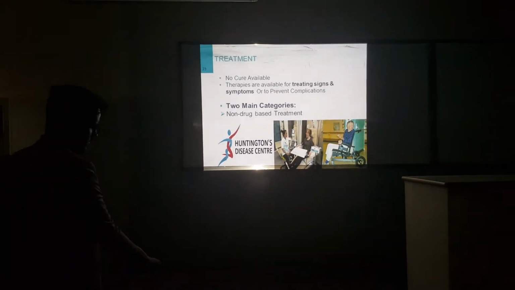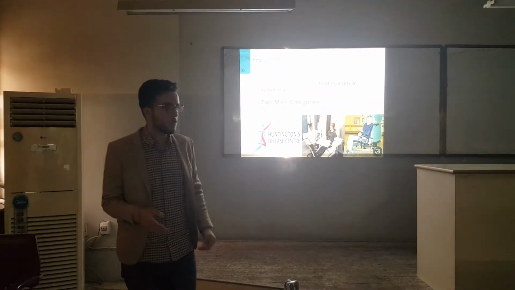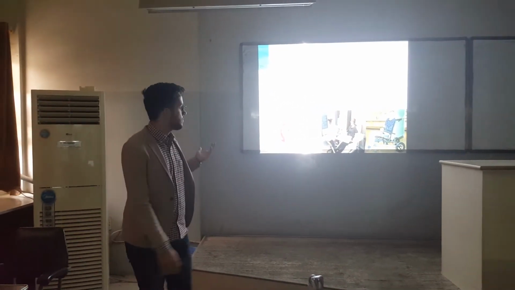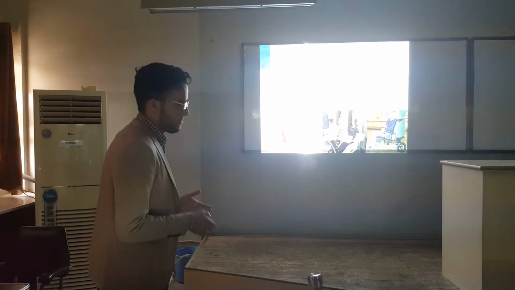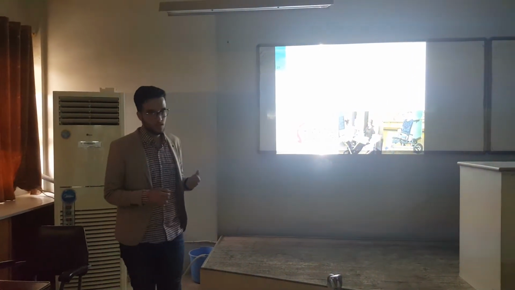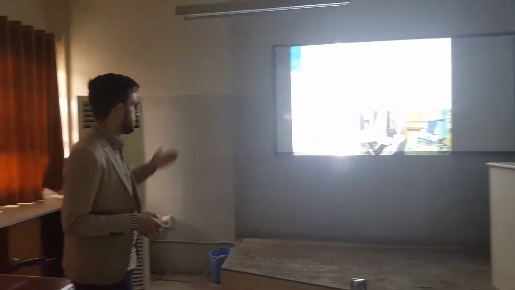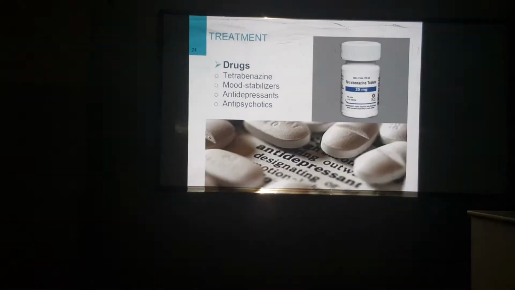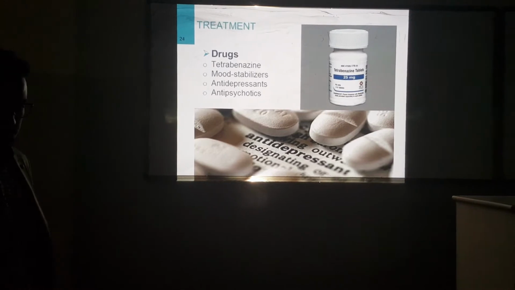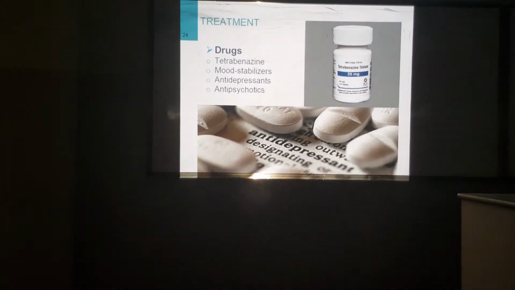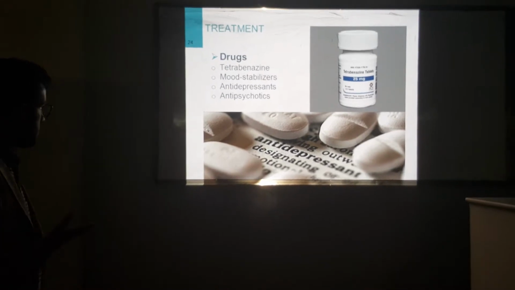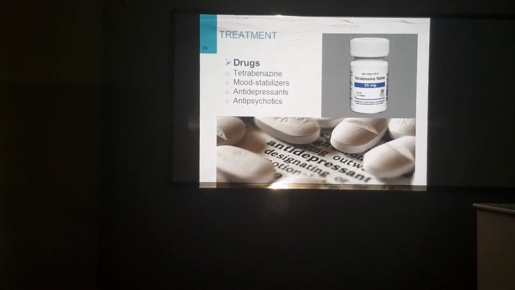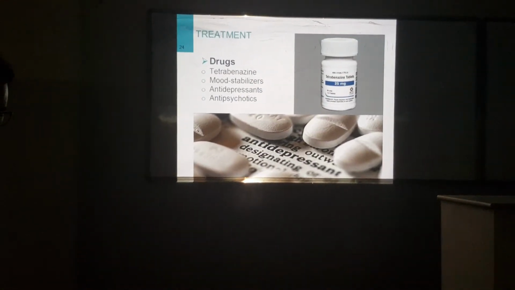Treatment. As we said before, the pathogenesis is not fully known, so there is no cure till now. But there are therapies for treating signs and symptoms or preventing complications. There are many therapies, but they are generally classified into two main categories, which are non-drug-based treatment, such as specialized Huntington disease clinics or massage chairs. The second category is drugs, such as tetrabenazine, which depletes the neurotransmitter in the nerve terminals, mood stabilizers, antidepressants such as fluoxetine hydrochloride, and antipsychotics such as chlorpromazine.